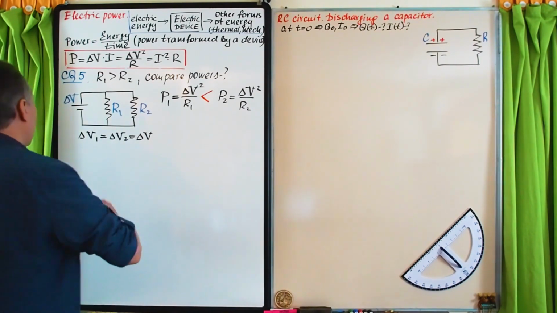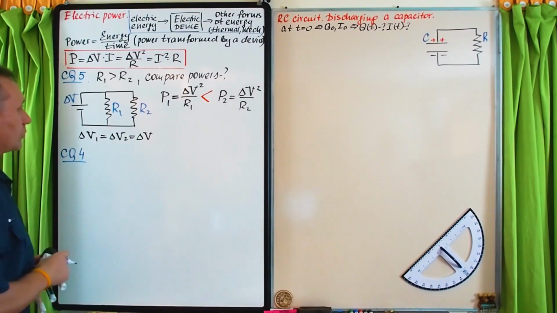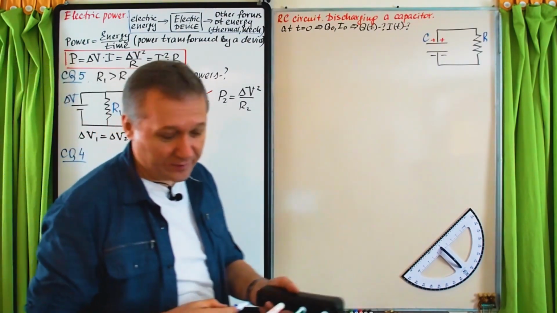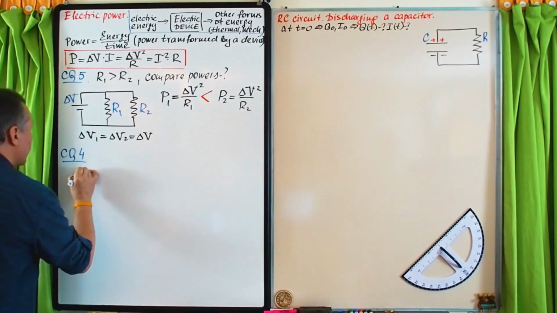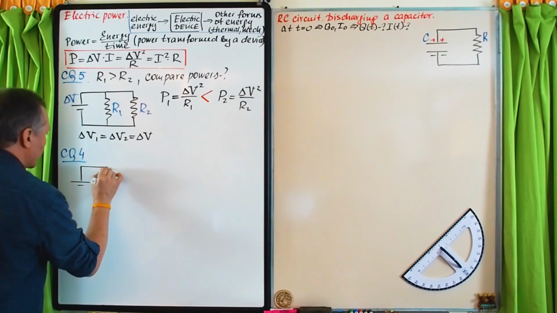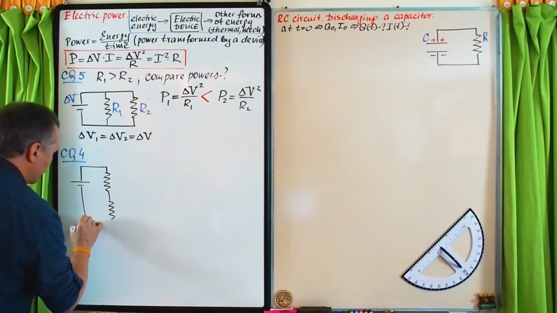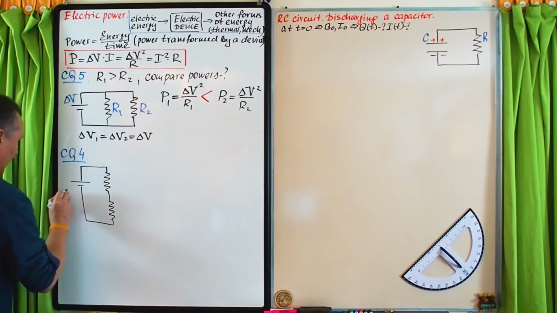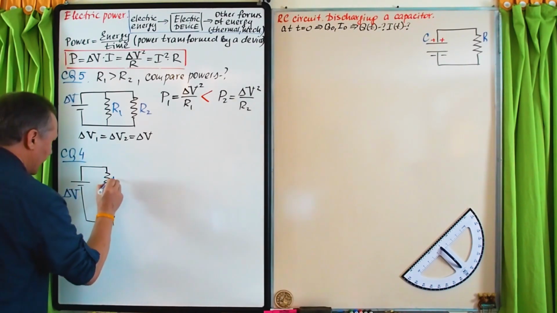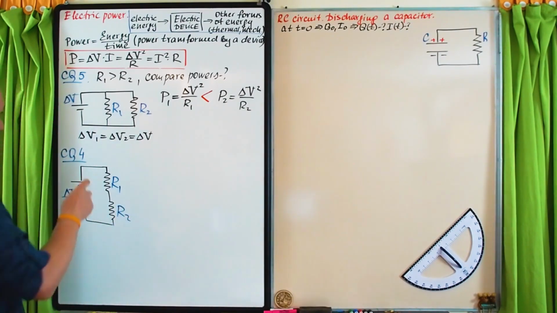Okay, and the conceptual question 4. It's a similar situation, but now resistors are connected in series, right? Okay, let me draw it. Alright, so this will be a battery and two resistors, the first one and the second one. Okay, it's fine. So again, potential difference across the battery delta V, resistor R1 and R2. And again the same: R1 is larger than R2.